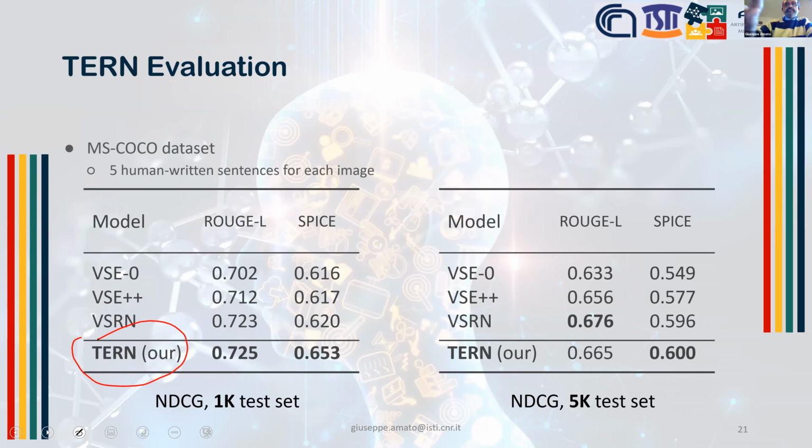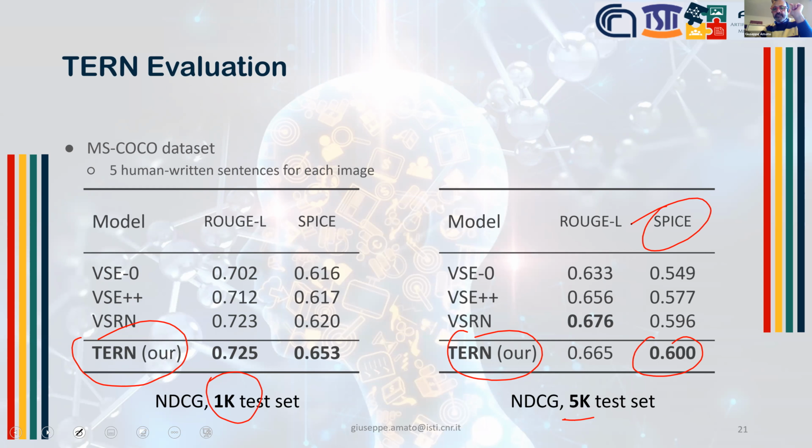This is our technique compared against state-of-the-art methods like VSA, VSA++, VSRN. And you can see that on the 1000 test set, we are always better than the state-of-the-art. On the 5000 test set, we are just better when using the SPICE method for comparing results. We use Rouge or SPICE. I can tell you something more if you're interested in this after the end of my presentation.